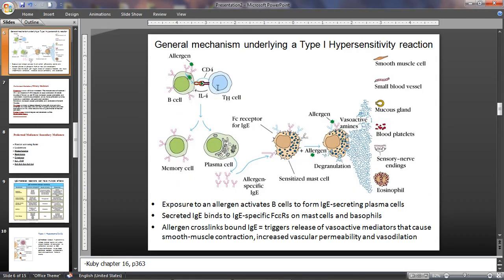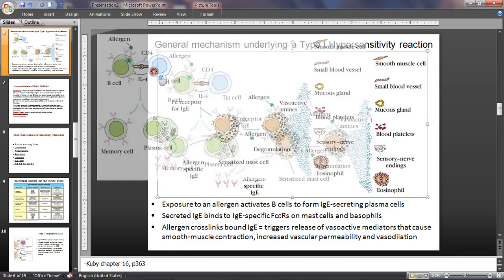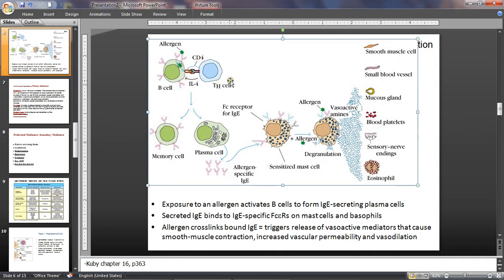This is the general mechanism underlying type 1 hypersensitivity reactions. Now the allergens come and bind to the B cell. This B cell is converted into a plasma cell. This plasma cell starts producing the immunoglobulins E. The immunoglobulins E finally go and bind to the mast cells.